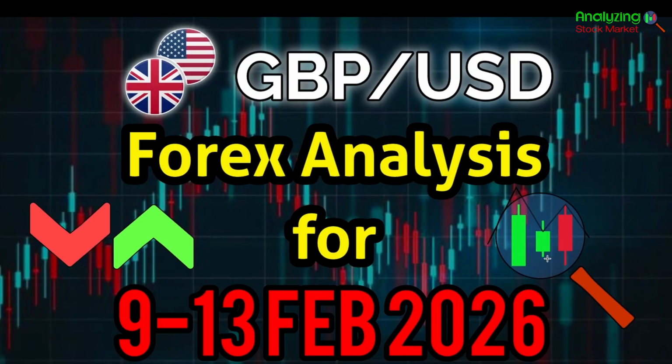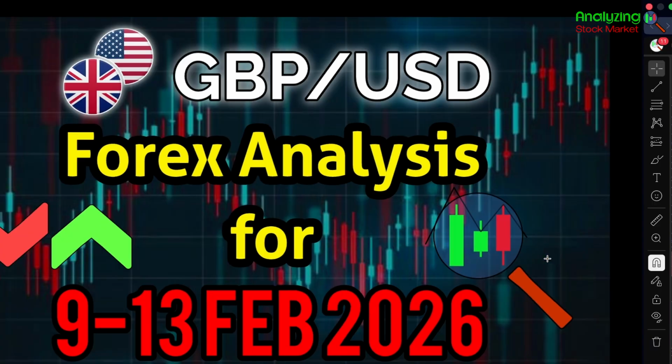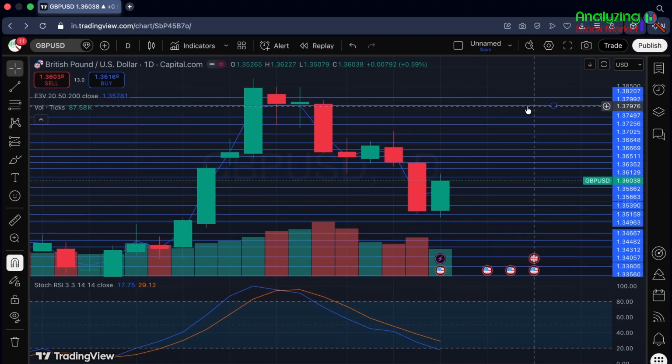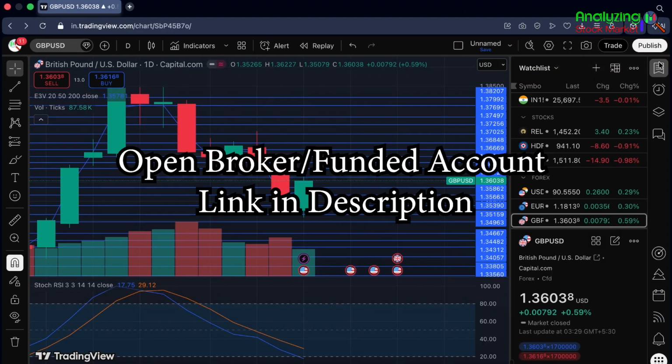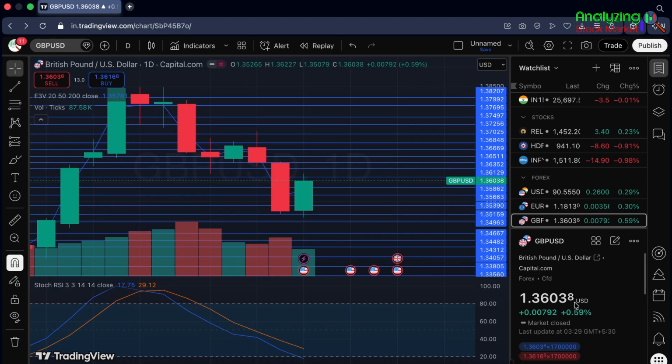So today we'll be talking about the GBP USD pair and we'll do the Forex analysis for 9th to 13th February 2026. So let's go straight to the chart. First, let's see what happened in GBP USD on Friday. As you can see, a 0.59% positive move, 1.36038 was the closing on Friday. Now I'll be talking about what is going to happen in the coming week.